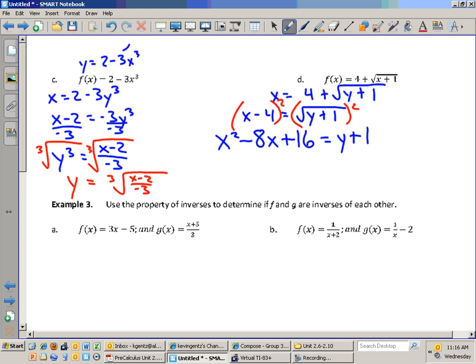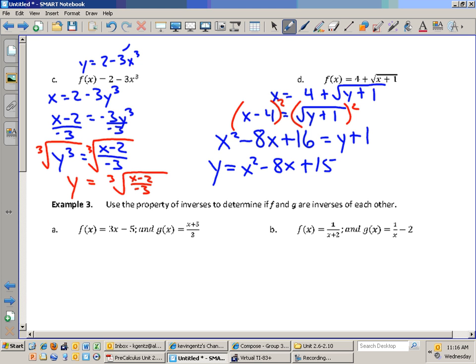Where did I get the minus 8x? Yeah, I got to FOIL that out. So x minus 4 times x minus 4, I get a negative 8x in the middle. Negative 4 times negative 4 is positive 16, equals y plus 1. And what should I do now? Minus the 1. So in the end, you get y is equal to x squared minus 8x plus 15.